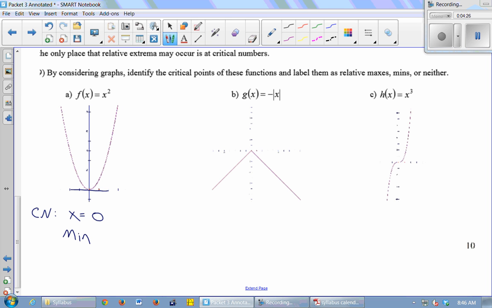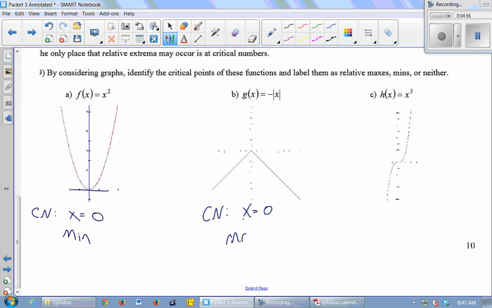How about g of x equals negative absolute value of x? What's my critical number? 0 again. Why this time, though? The derivative is undefined there. So over here, my derivative was 0. In this one, my derivative is undefined. They both lead to having a critical number there. And in this case, does the function have a max or a min there? Max.